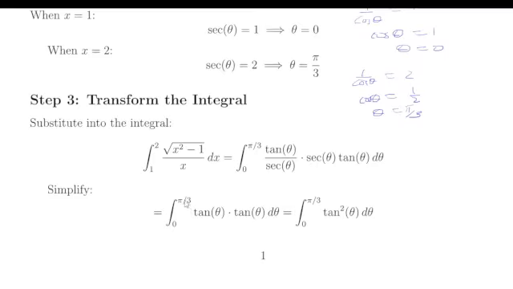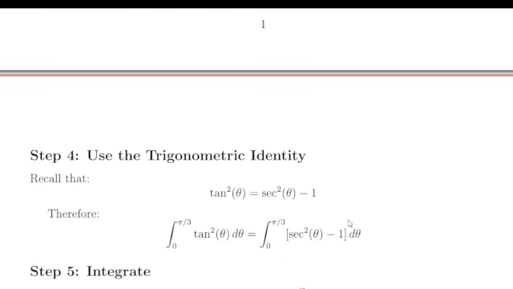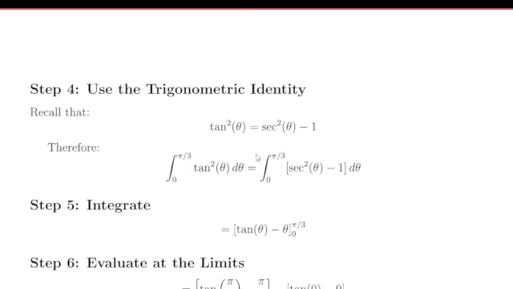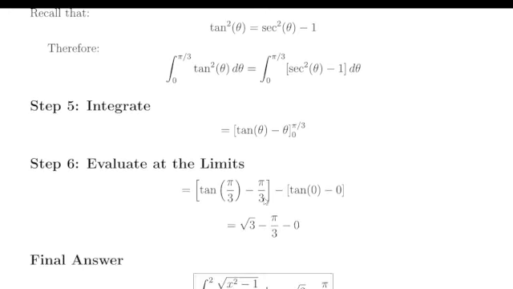The integral from 0 to pi over 3. We said the secants cancel, and we have tangent squared inside. So we just need to evaluate the integral of tangent squared, but we're going to do that by rewriting tangent squared as secant squared minus 1. And know that the antiderivative of secant squared is tangent, and the antiderivative of 1 is theta. Evaluating it from 0 to pi over 3.